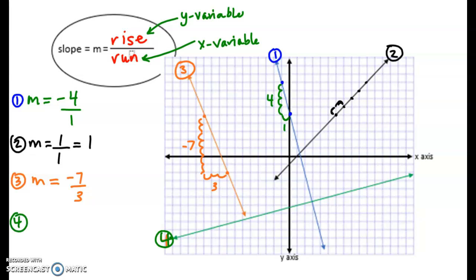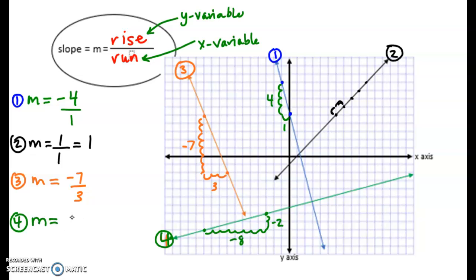And number 4. If we find 2 points that it goes through, let's say here and maybe here. Okay, in this case, let's see how much the rise. 1, 2, negative 2. I went down if I'm starting at this point, and 1, 2, 3, 4, 5, 6, 7, 8. Negative 8 to the left. Now, had you started at the point that was on the left, you would have counted over positive 8, a run of positive 8, and a rise of positive 2. Either way, you will get the same slope.